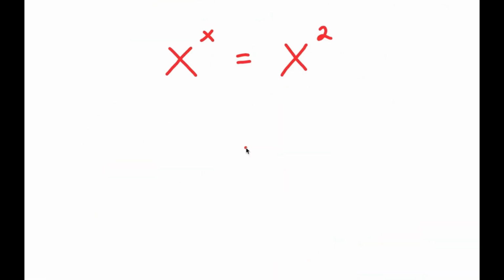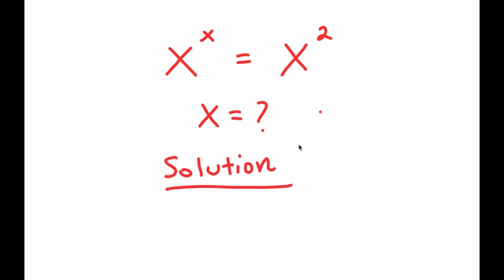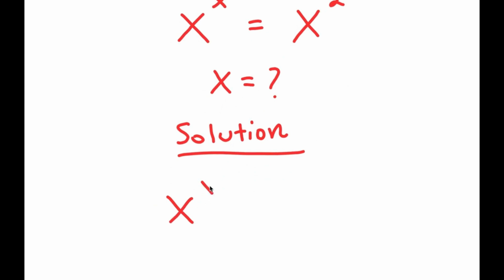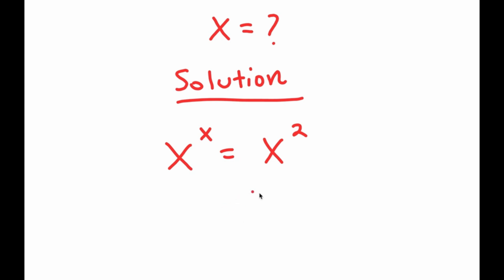Alright, so in this problem, I have x to the power of x is equal to x to the power of 2. So I want to find the value of x here. So for my solution, I'm going to first start by rewriting my equation. So x to the power of x is equal to x to the power of 2. And now I'm going to divide both sides by x to the power of 2.